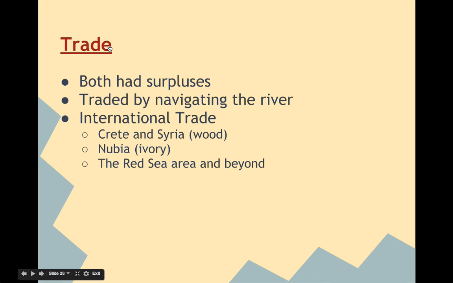Now, when we talk about trade, they both had surpluses. So a surplus is extra. They had extra. So they had enough to feed themselves, but they also had enough to trade as well. They traded by navigating the Nile River. When we talk about a surplus of food, this word is very important because a surplus of food means that you have an abundance, okay? It allows you to be prosperous, but it also allows you to trade. Trade means you get more money or you get more goods, okay?